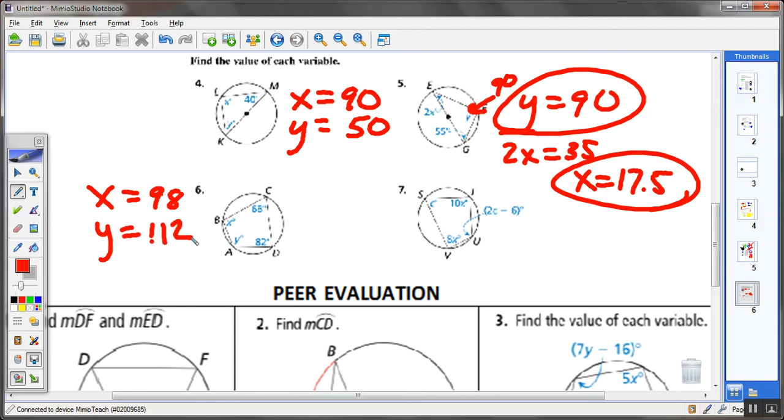Is that an x up here? This is 10x, and this is what? 8x. Okay, so opposite 10x plus 8x has to add up to what? 180. So wouldn't I be able to say 18x equals 180? So what's that make the x value?